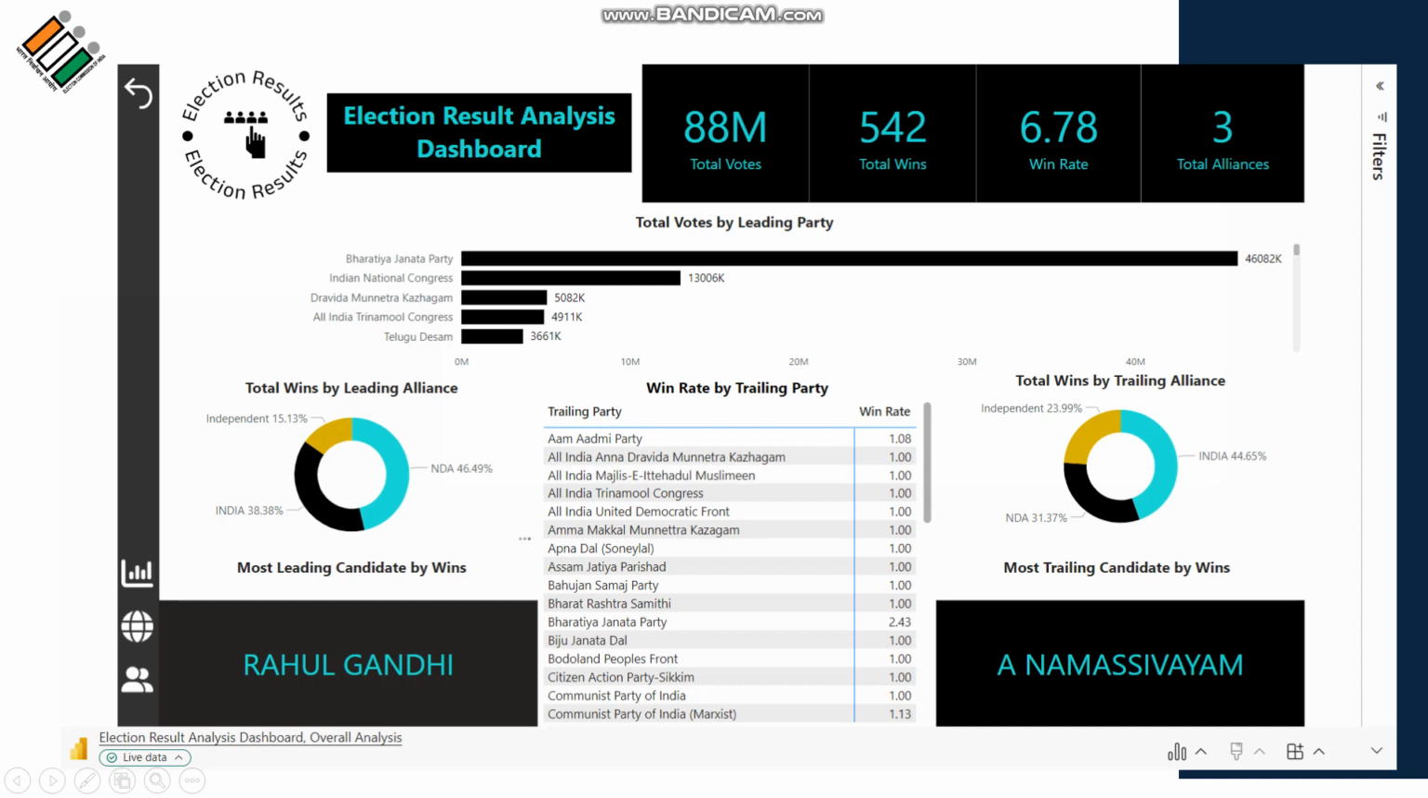Most leading candidate by wins. Using a card visual, we identify the candidate with the most wins, highlighting key figures in the election cycle. Most trailing candidate by wins. Similarly, this card visual showcases the candidate who was the most frequently in the trailing position, offering a unique perspective on the election landscape.